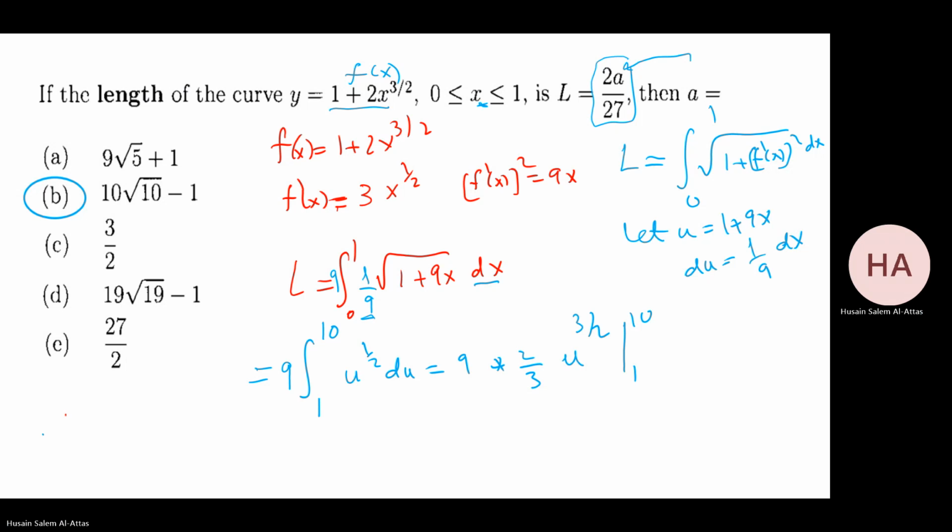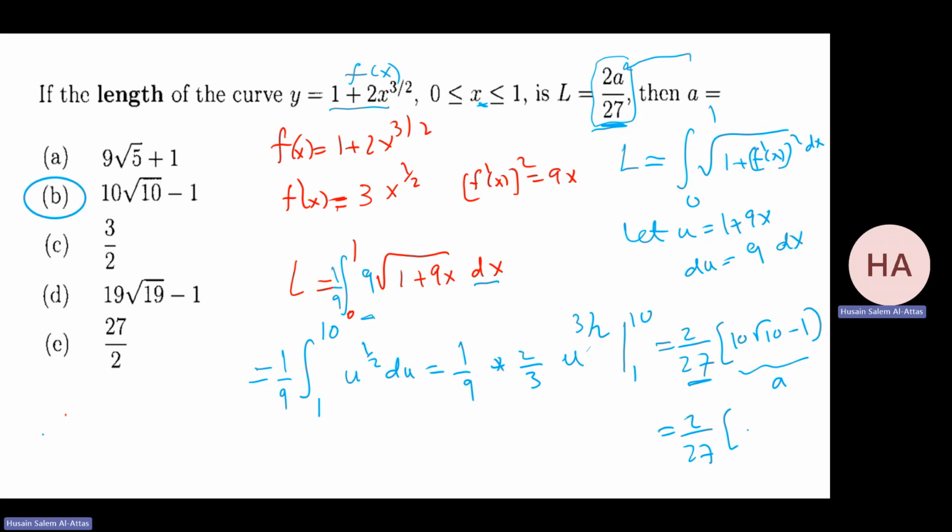Yeah, sorry. What is this? This is the integral, 1 over 9. So this is 1 over 9, to make sense with this one. Okay. So I have 2 over 27 times what? 10 square root of 10 minus 1. That will be my A. So this is 2 over 27 times A. So A is this. Okay.